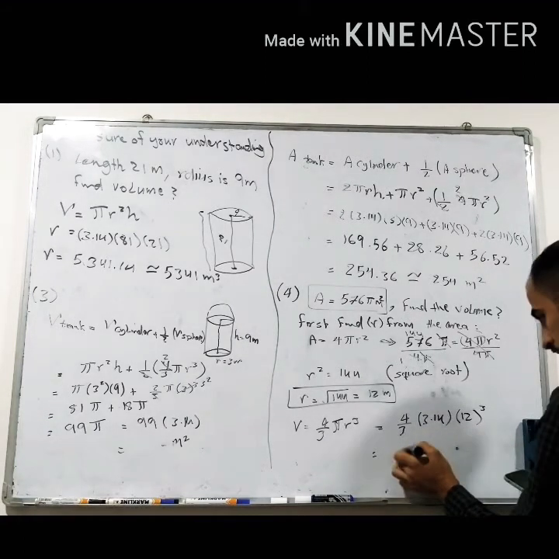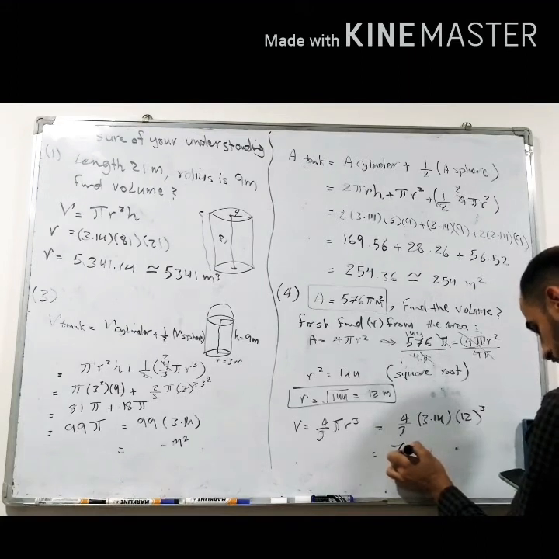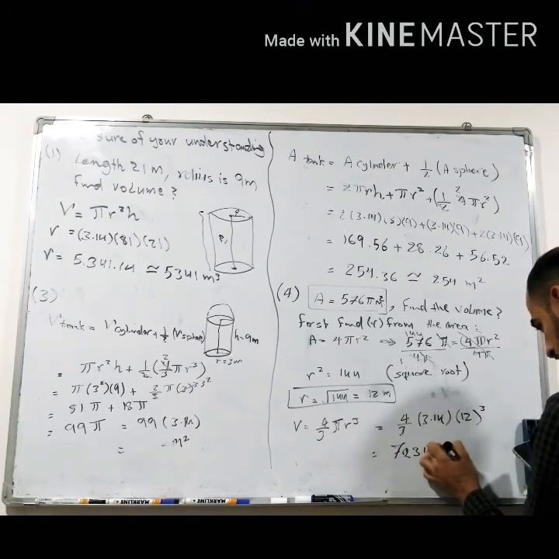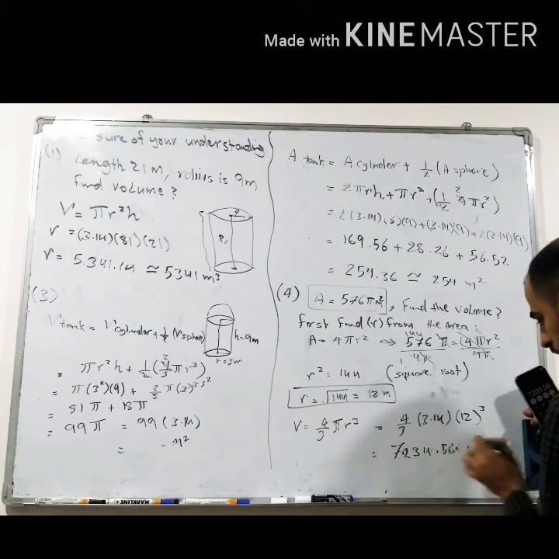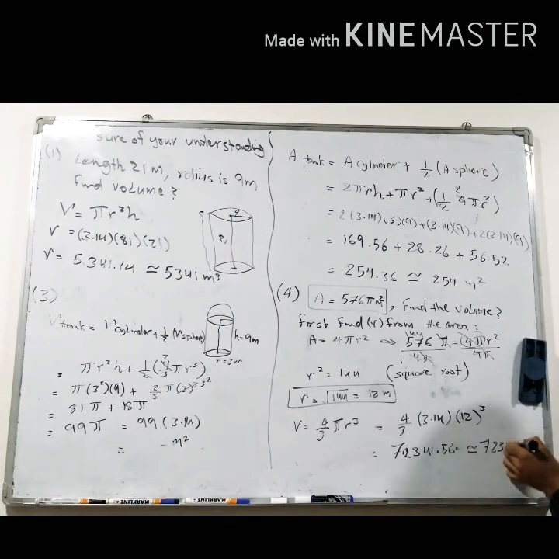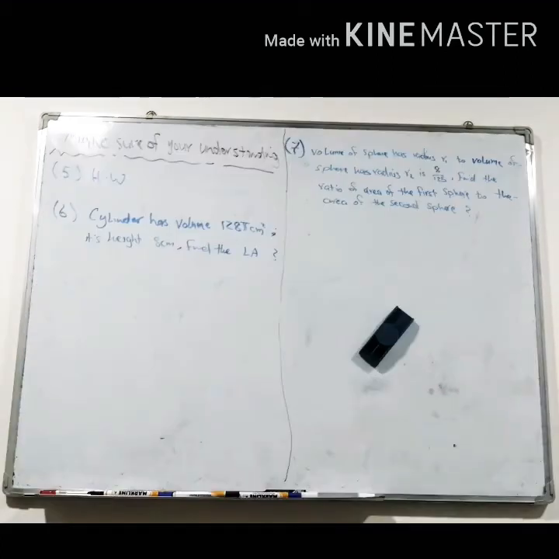So the volume is 7,234.56, which is approximately equal to 7,234 m to the power 3. Question number 5.